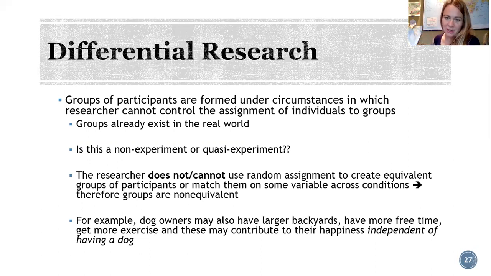So because we're not measuring those other variables, we're not controlling for those, this is why we consider this a non-experiment. For example, as I mentioned in the last video, dog owners might just have more free time and might be getting more exercise than non-dog owners. And this could be what's contributing to their happiness. And this has nothing to do with our question of whether it's having a dog or not that makes somebody happy. So this kind of design, differential group design, where we're not measuring other variables, we're not controlling for them, where we've got these non-equivalent groups, this is a non-experiment.